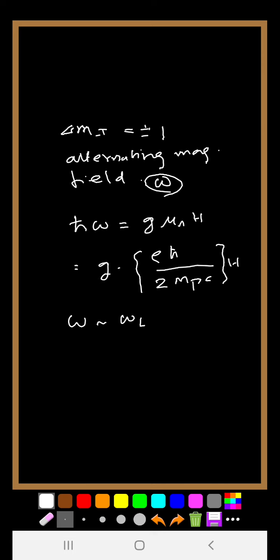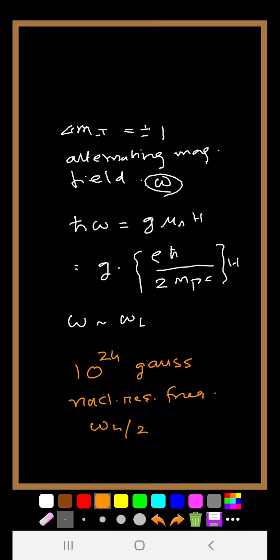If you apply a magnetic field of, say, 10 to the power 4 Gauss, then the nuclear resonance frequency will be omega L by 2 pi. The 2 pi is there to convert angular frequency into normal frequency, and this lies in the radio frequency range.